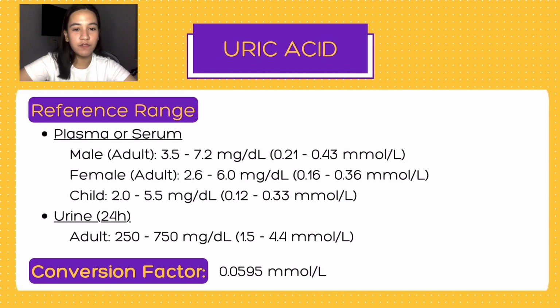For male, we have 3.5 to 7.2. For female, we have 2.6 to 6.0 milligrams per deciliter. And for children, we have 2.0 to 5.5. And for urine, adults have 250 to 750 milligrams per deciliter. And for the conversion factor, we have 0.0595 millimole per liter.